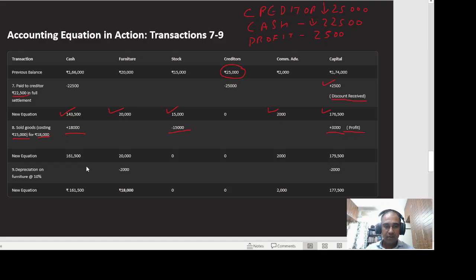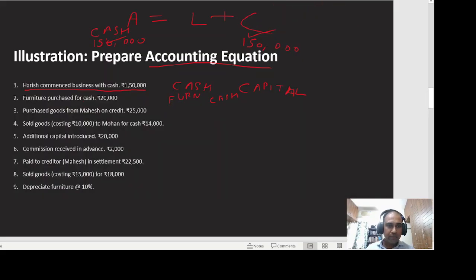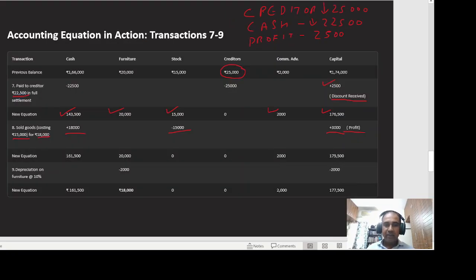Depreciation on furniture at the rate of 20%. I think if you remember, we purchased furniture for 20,000, guys. So we have to depreciate the furniture. When I depreciate the furniture, there is an expense of 2,000. Depreciation is an expense. This is nothing but depreciation, which will reduce my profit by 2,000 rupees, and my furniture asset will also get reduced by 2,000 rupees.